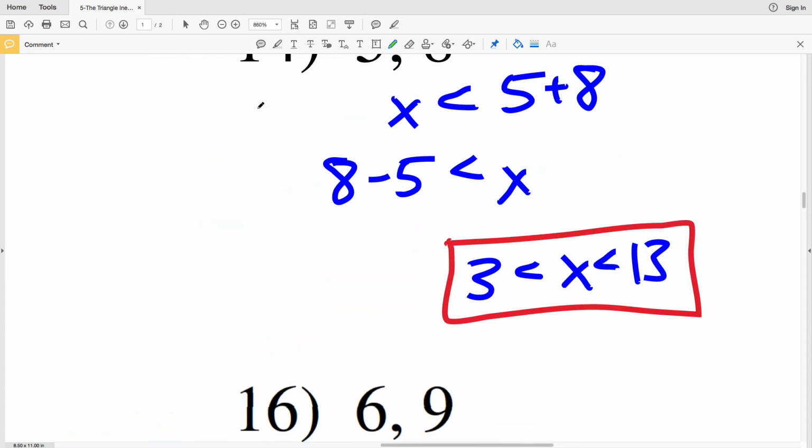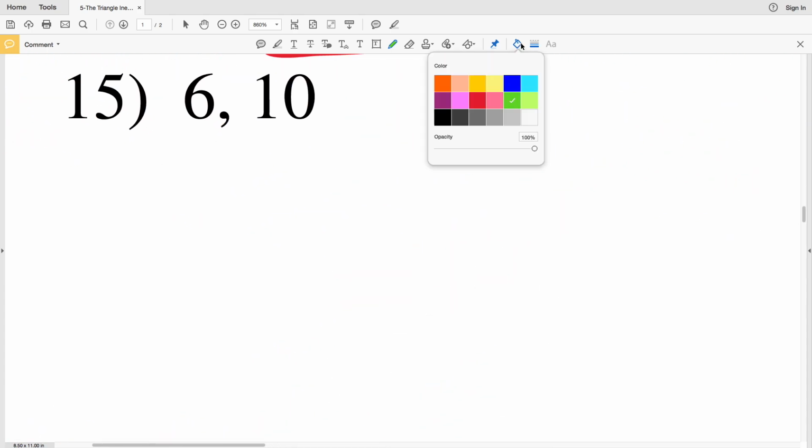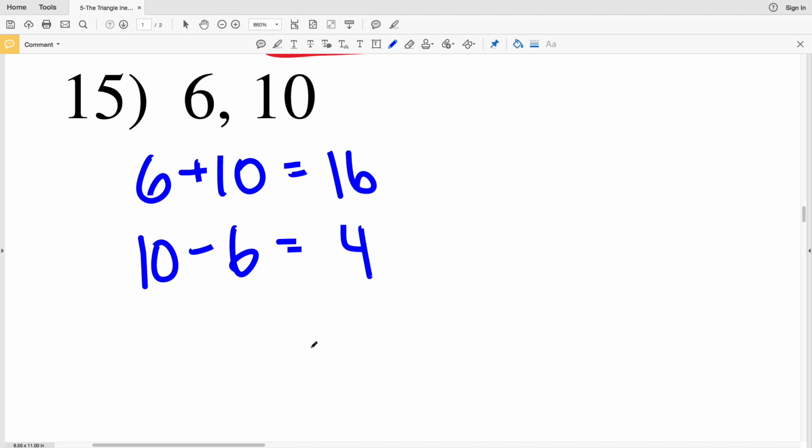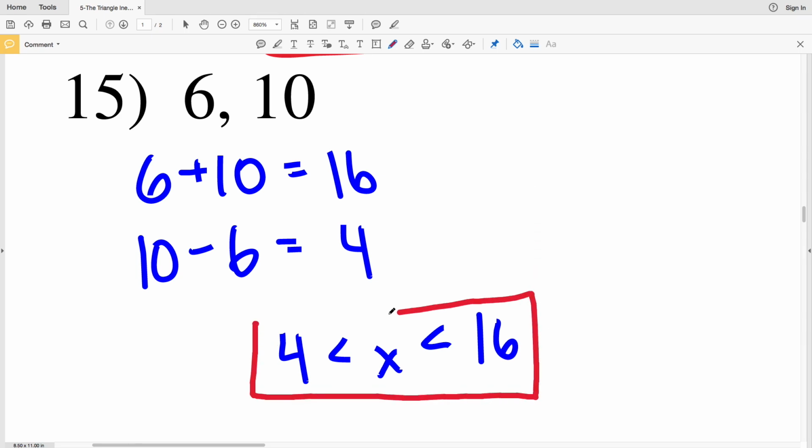Let's move on to number 15. In 15, we have 6 and 10. 6 plus 10 equals 16, and the largest minus the smallest, 10 minus 6, is equal to 4. So 4 is less than x, which is less than 16. That is our range for number 15. As soon as x is 16 or greater, then 6 plus 10 is not greater than that third side. Our third side has to be greater than 10, so it has to be a number greater than 4, since 6 plus 4 equals 10.